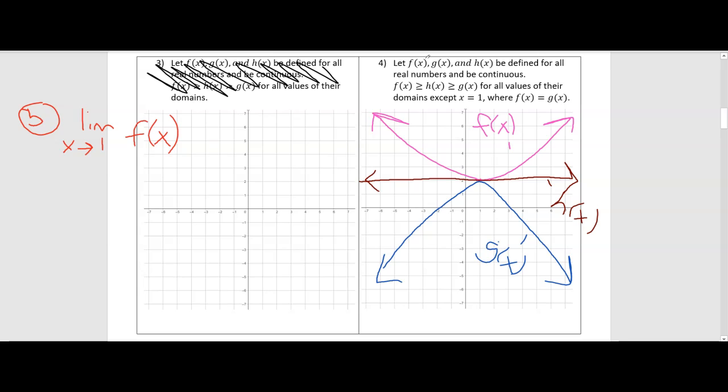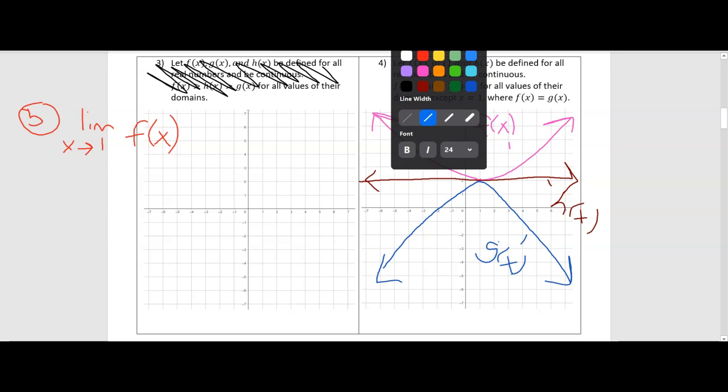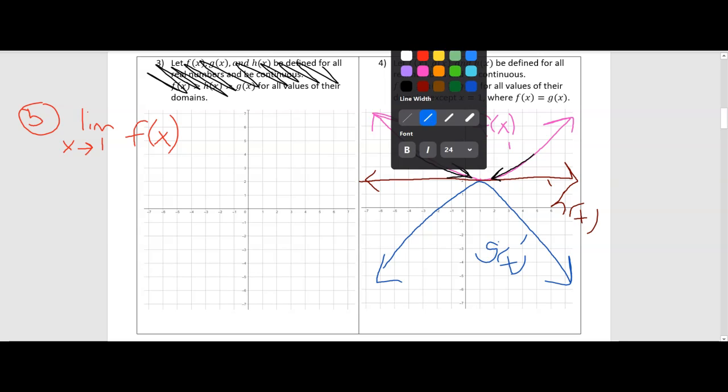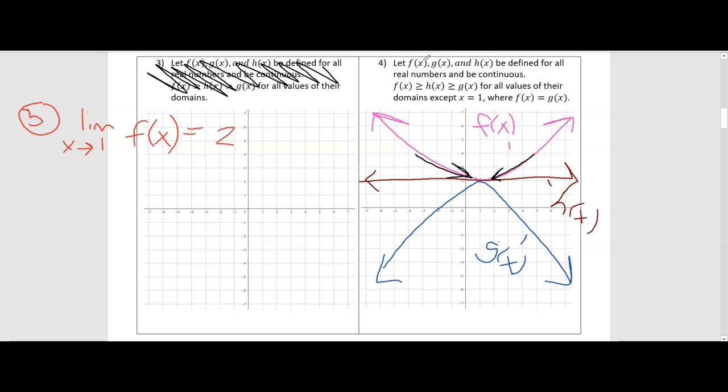And again, we're looking at a graph for number 4. So we can see, again, we're looking at the pink function. As x approaches 1, it's approaching 2 from both sides, right? And you can trace that. It's approaching the same value. So that limit is equal to 2.